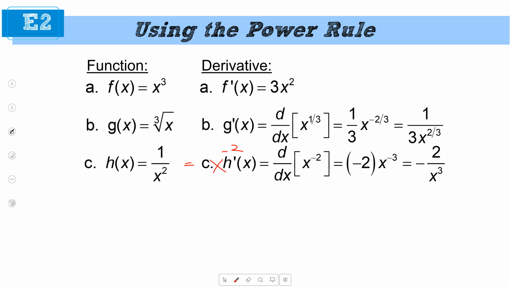Rewrite that as x to the -2. Bring the -2 down, reduce it by 1. And then again, if you want to get all fancy, you can do it as -2/x to the cubed power, but not necessary.